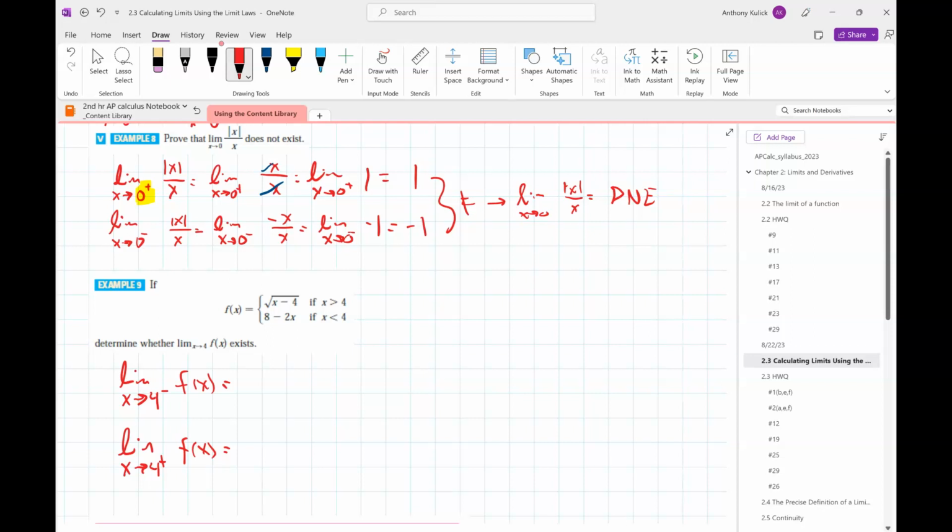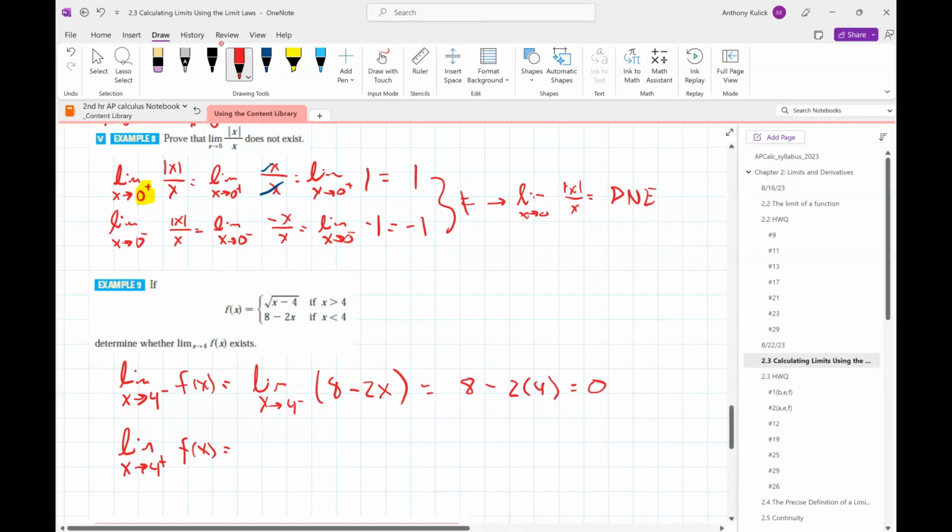So if I'm approaching from the left, I'm going to use that definition for my f of x, because that's what we do if x is less than 4. And now I can do direct substitution with that. If I look at my right-hand limit, I can replace the f of x with the square root of x plus 4, because that's what I do when x is greater than 4.